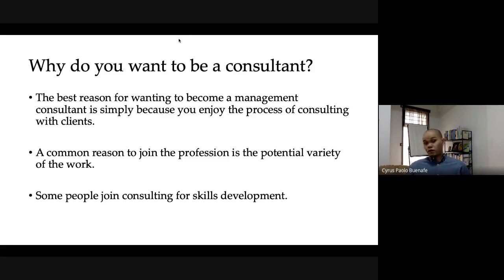Some people even join consulting for development of skills. They learn a new thing. They learn a couple of things, and they become better professionals in the process.